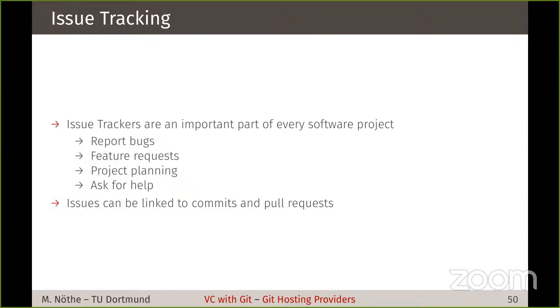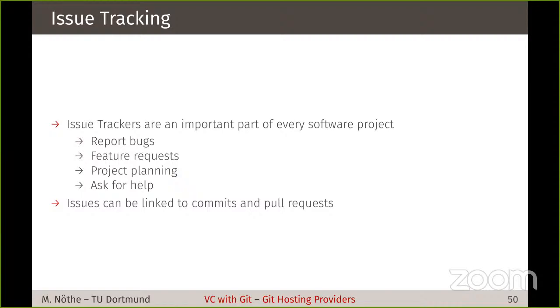The one other feature we discussed in the introduction is that GitHub and GitLab also offer issue trackers. And these are very important for every software project. So this is a way for your users to report bugs or feature requests. They are a way for yourself or for your group of developers to work together, to plan the project, to discuss the next things that need to be done, and so on. And issues can also be linked to commits and pull requests.